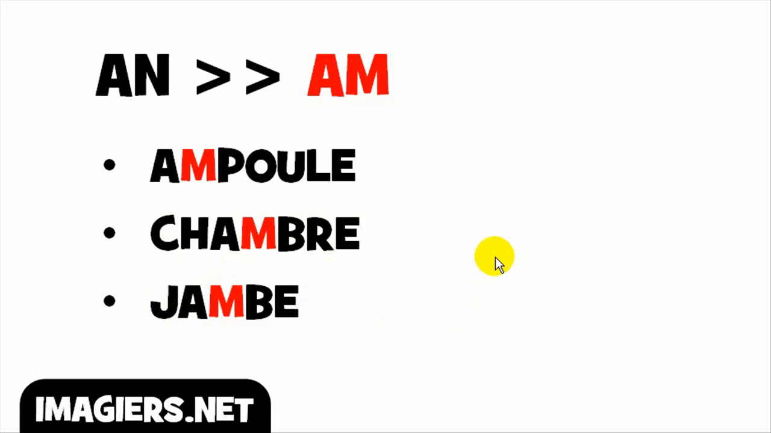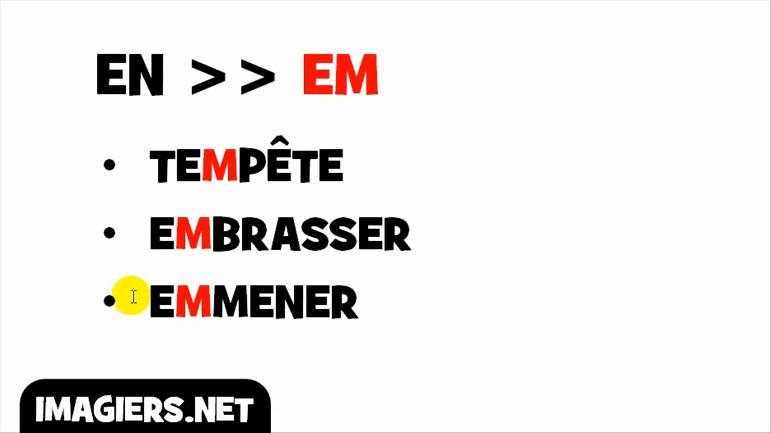All right, so if you listen carefully, basically you just hear this nasal sound, as we say, this A-N sound, ampoule. So you don't hear any M, okay? Chambre, jambe. All right, so let's see the other examples with E-N. Basically it's the same sound as previously, it's en, okay?